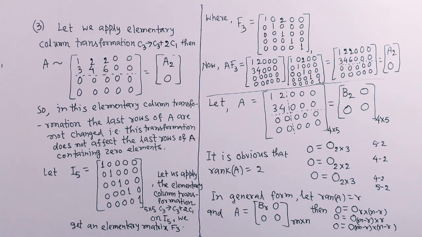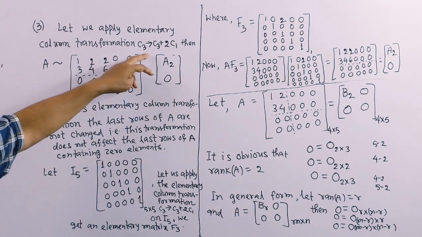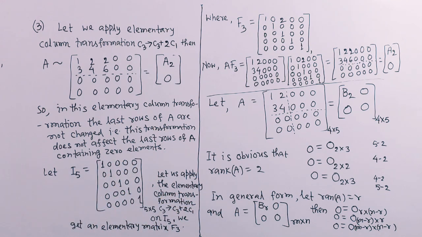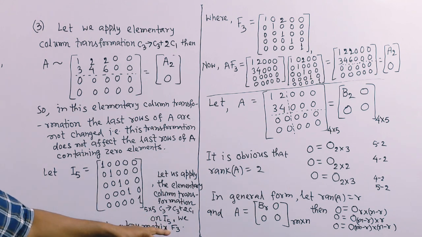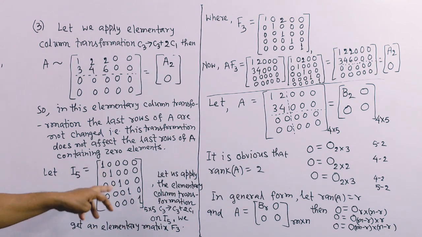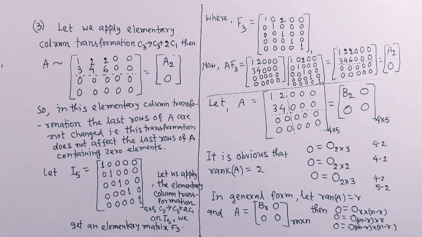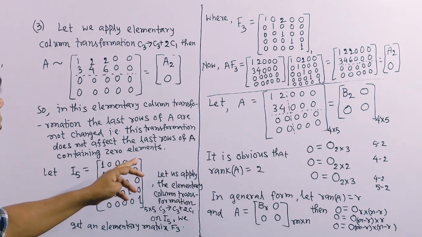Now let I5 be the unit matrix of order 5, and we apply the same column transformation C3 ⇒ C3 + 2C1 on this unit matrix, and we get an elementary matrix F3. F3 is obtained by this column transformation, meaning at the place of column 3, we write the elements of column 3: 0 plus 2 multiplied by 1 means 2. Here 2.